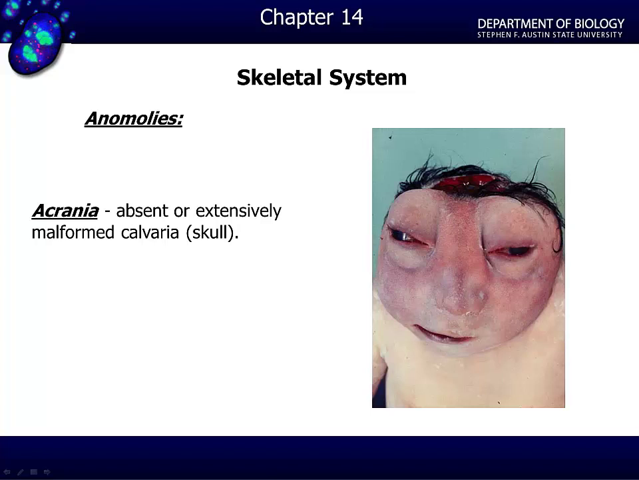They can survive in the womb. They're attached to mom. The brainstem is intact, so breathing, heart rate, regulation of body function is normal, but they have no brain activity, so they do not survive long outside of the womb.